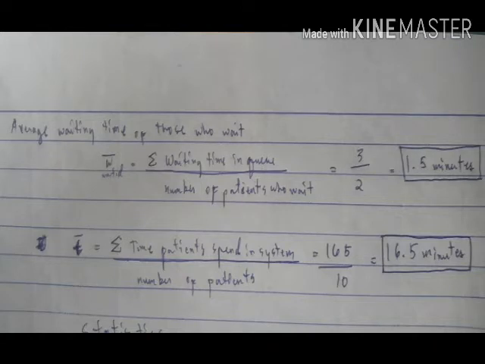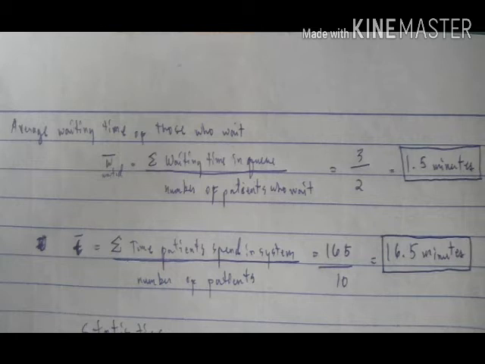Next is the average waiting time of those who wait. The summation of waiting time in queue divided by the number of patients who wait. The summation of waiting time is 3, divided by the number of patients who wait, 2, equals 1.5 minutes. So that is the average waiting time of those who wait.